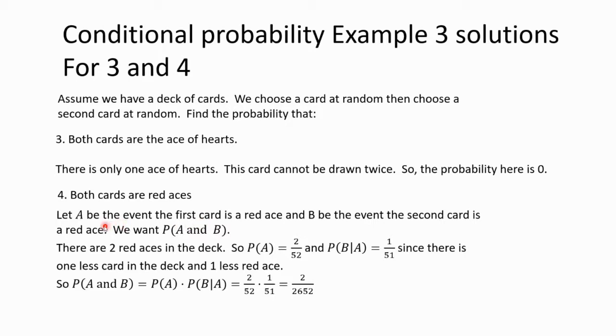So let A be the event that the first card is a red ace. B is the event that the second card is a red ace. Again, there are 2 red aces in the deck, so the probability of A here would be 2 out of 52.